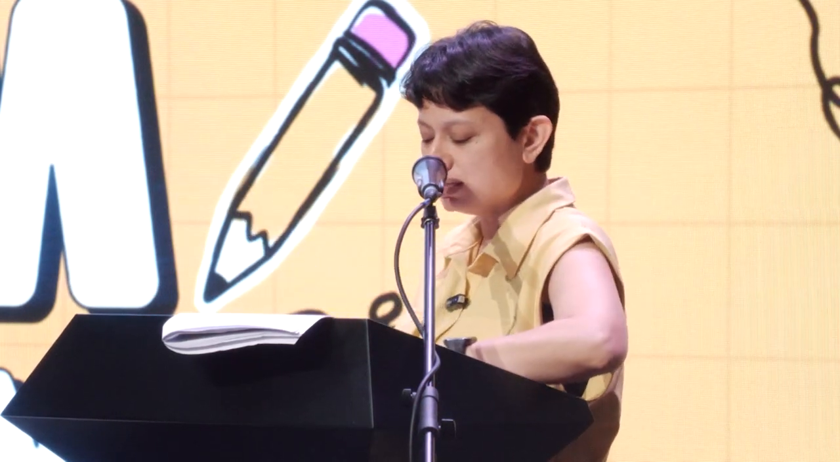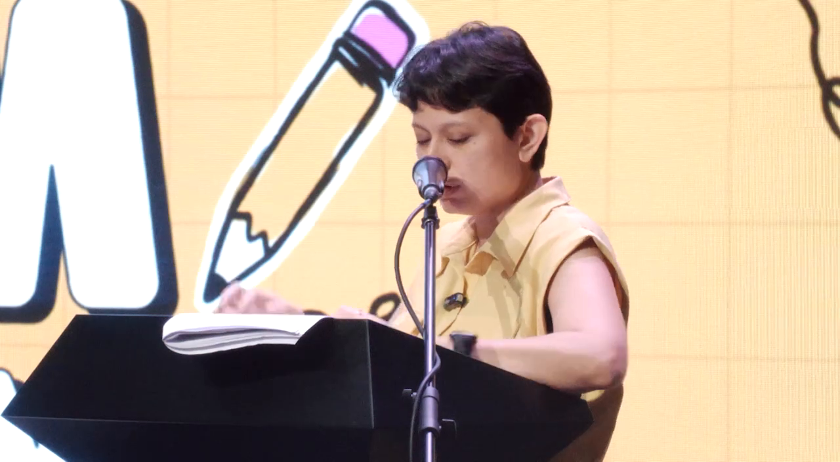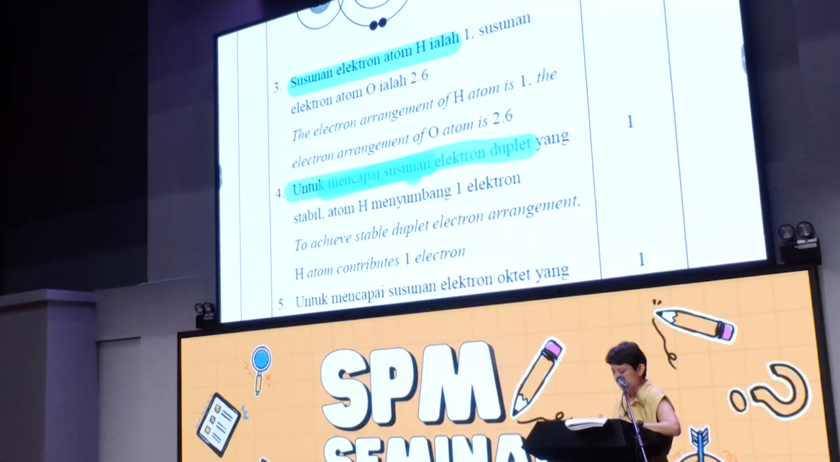That's it. So if it's ionic, you say it releases for a metal or it receives for a non-metal. But if it's covalent, you say it contributes 2 electrons. That's the only difference. But this sentence is all the same. Susunan electron, okay? Susunan electron ialah dia, susunan electron. So untuk mencapai susunan electron duplet yang stabil. To achieve stable octet, to achieve stable duplet. That writing is the same. 1 mark, 1 mark, 1 mark like that.